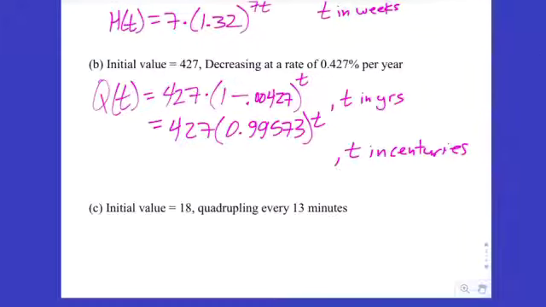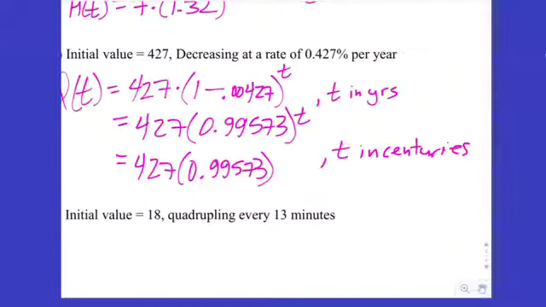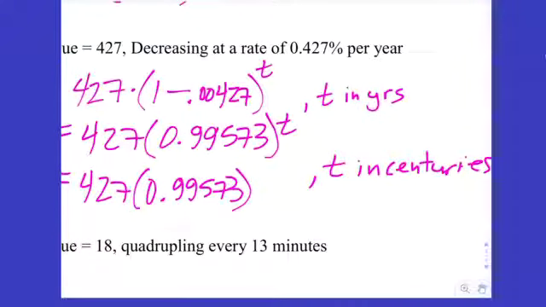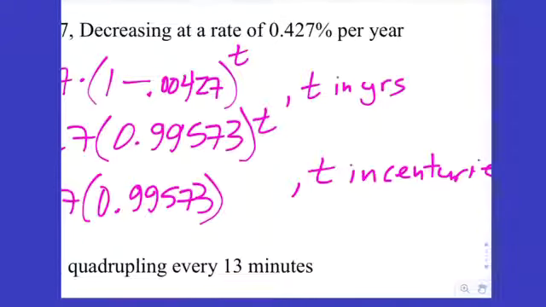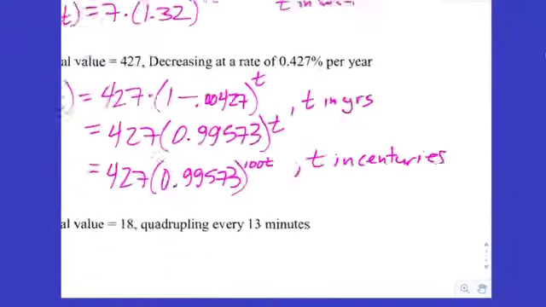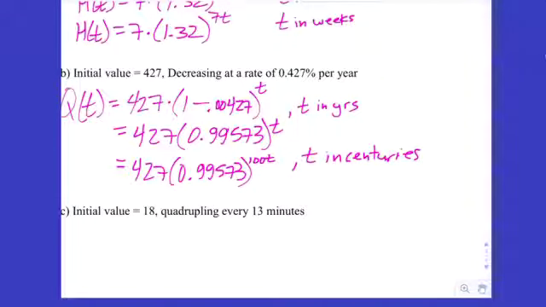In centuries, it's going to be 427 times 0.99573 to the what power? Well, 1 year is how many centuries? 1/100th. Good. So dividing by 1/100th is the same as multiplying by 100. So it would be to the 100th power if you're measuring in centuries.